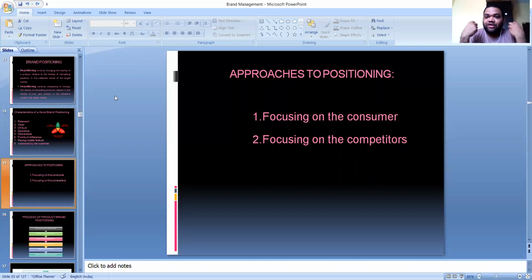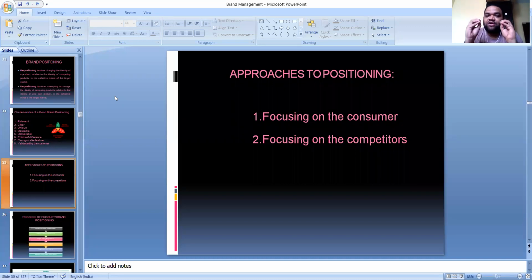So for example, if you want to release a baby soap, then your competitor will be Johnson and Johnson, not Santoor and so on. Why? Because your target customers and their target customers are different. If you focus on those other people, again it's a waste. So you should be very careful while positioning your product or your brand as a new extension line or anything. That is something you have to keep in mind.